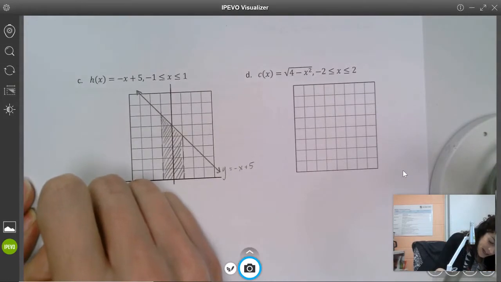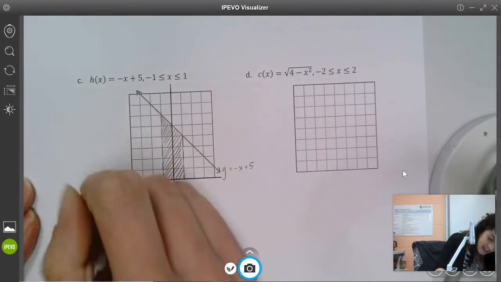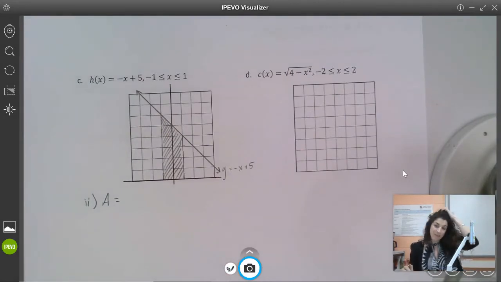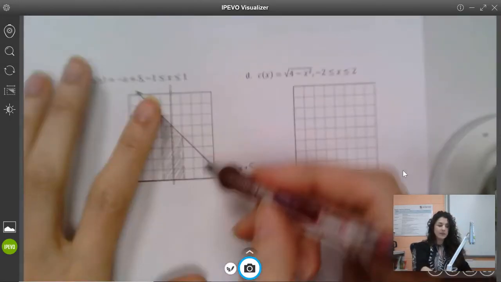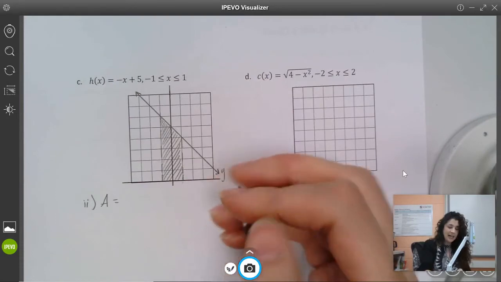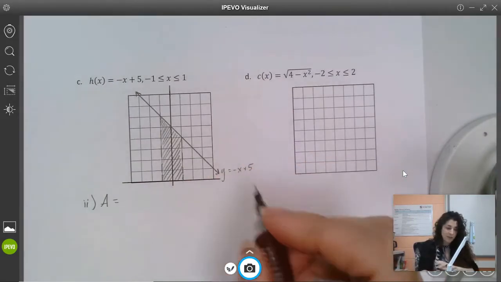To evaluate the area of this shape, we have to think about what shape this is. It is a quadrilateral, and 2 of the sides are parallel to each other. This side and this side are parallel to each other. Remember that this is called a trapezoid. So I want you to go find the area formula for a trapezoid.